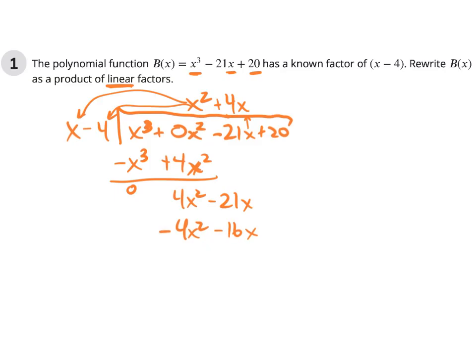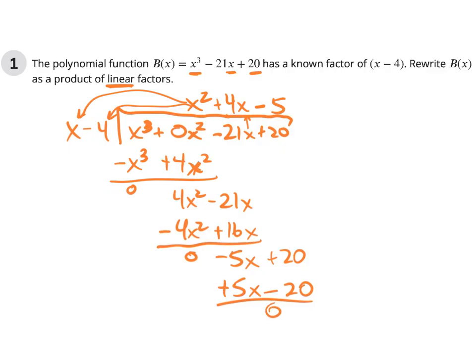Then step 2, I change both signs. That becomes 0. 21 minus 16 is negative 5x. Bring down my 20. What times x makes negative 5x? Negative 5. Negative 5x. Negative times negative is a positive 20. I change both signs, and I'm left with 0. Okay, good. Now we have one factor.